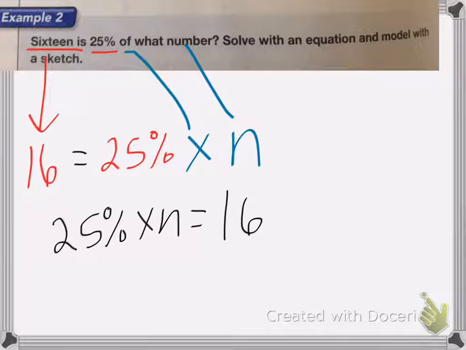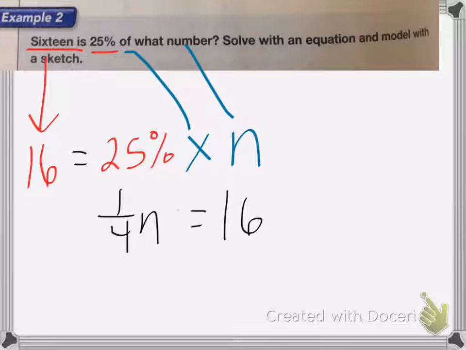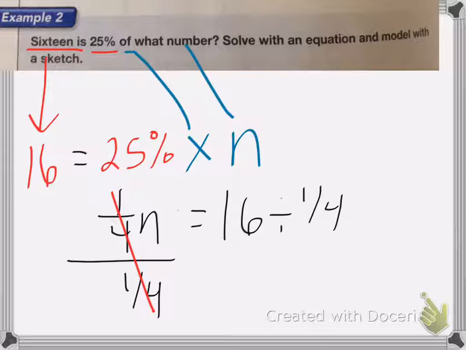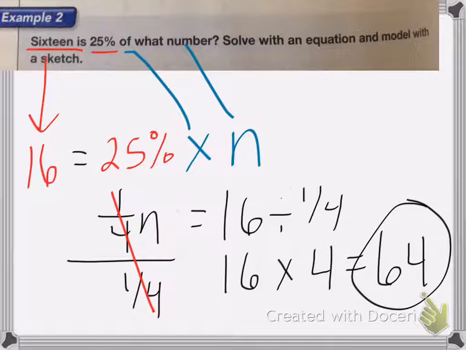For this one, I'm going to change my 25% into a fraction, because with this one, it'll be a little easier to do that. So it's 1/4 n equals 16. Now, to get rid of this 1/4 n, I'll need to divide both sides by 1/4. The 1/4 cancel. And I'm left with n equals 16 divided by 1/4. And if you remember, when we divide by fractions, we flip the second number and multiply. So I end up with 16 times 4 over 1. Multiply those together, and I end up with 64. Okay. So my answer is 64.